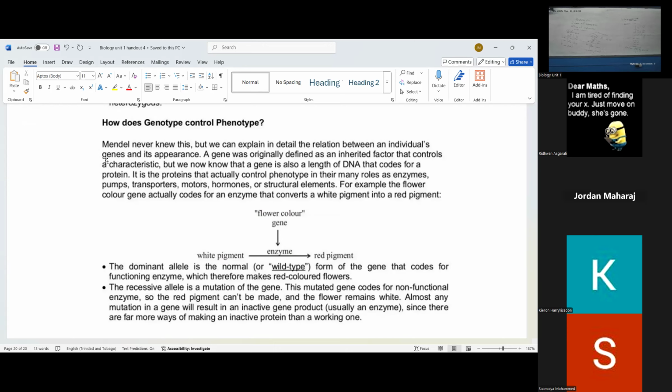Okay, now it would have variation. Some might be purple, some might be blue, but the wild type is the most dominant, the most common characteristic within a population.